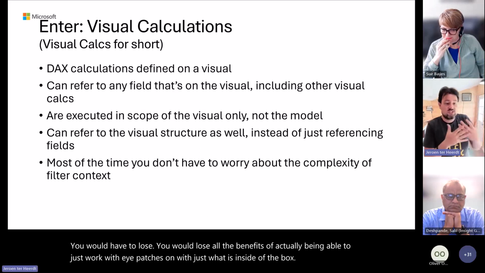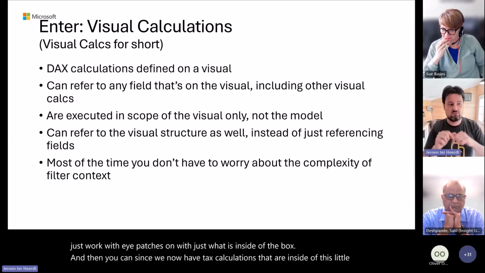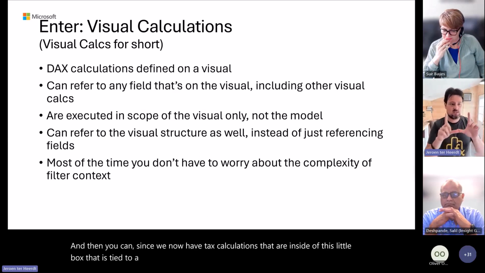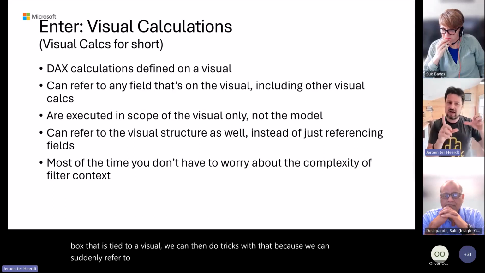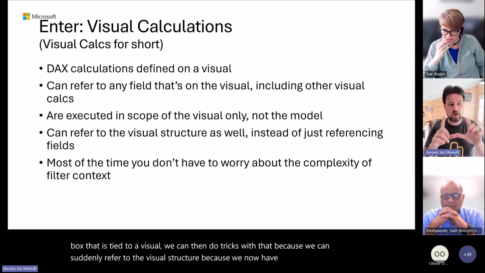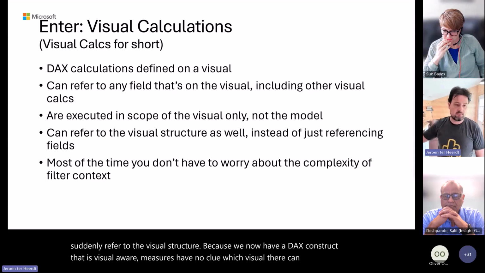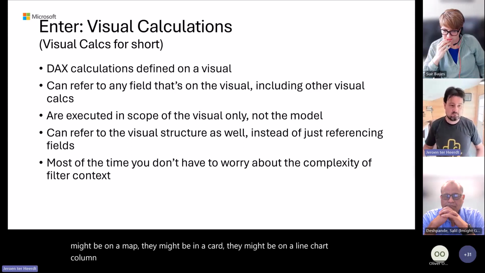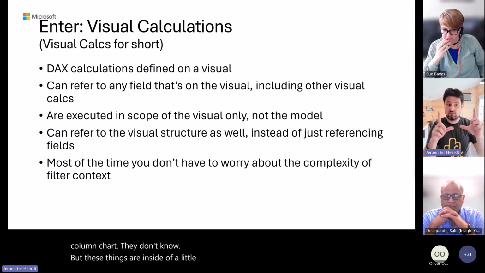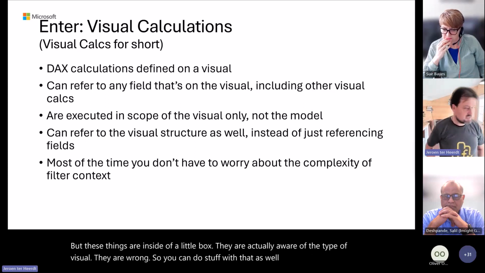And then, since we now have DAX calculations that are inside of this little box that is tied to a visual, we can do tricks with that because we can suddenly refer to the visual structure, because we now have a DAX construct that is visual aware. Measures have no clue which visual they're going to be on. They might be on a map, they might be in a card, they might be on a line chart or column chart, they don't know. But these things are inside of a little box. They are actually aware of the type of visual they're on. So you can do stuff with that as well, and we'll show you that in a second.